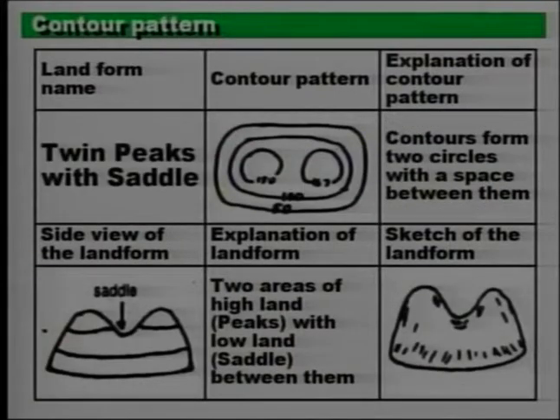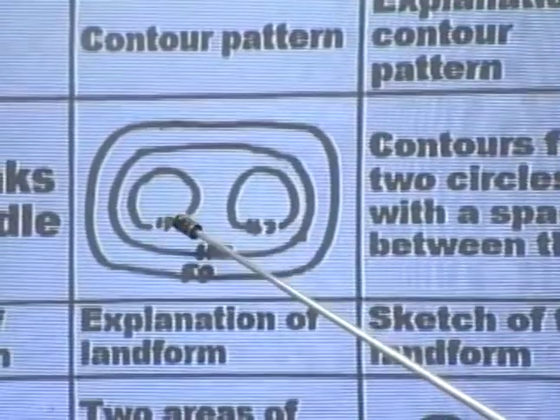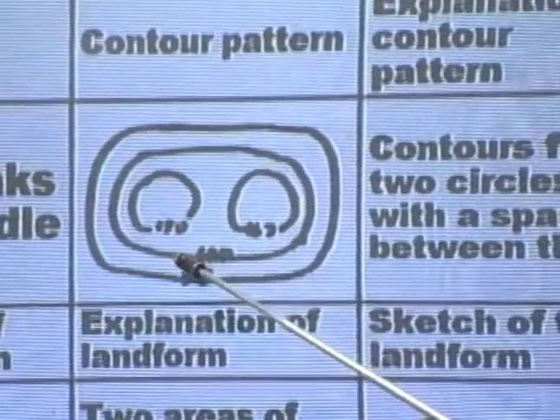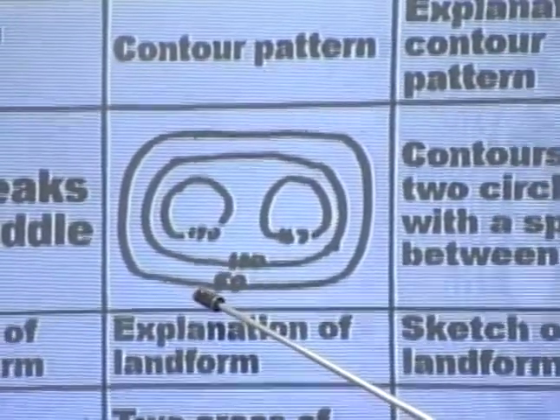Okay, the other landform that we also need to know about when we're looking at our contours is what we call twin peaks with a saddle. The twin peak is represented by these two contour lines here inside a set of contour lines given. These two contour lines would represent peaks if their value is greater than the value of the other contours below it.